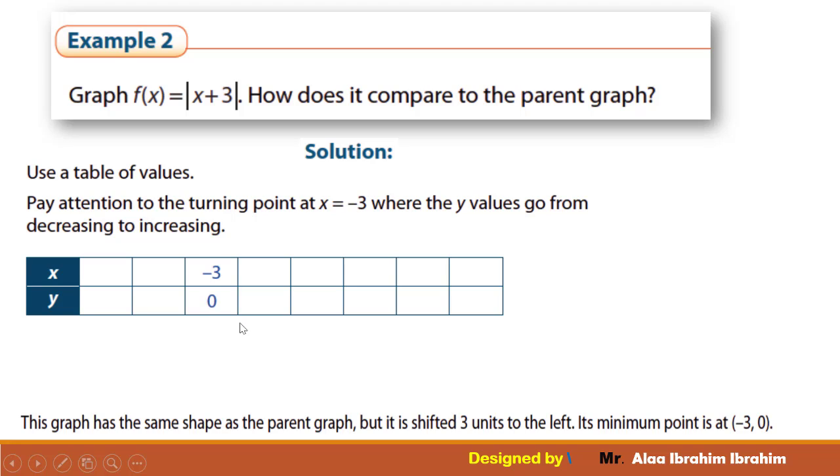So it will be negative 3, 0. This is my vertex. Now I can take something after and something before. Anything I make here, about 5 places, you can put about 2 or 3, it doesn't matter. But you have to make it equal as you can. Then all your answers will be correct.